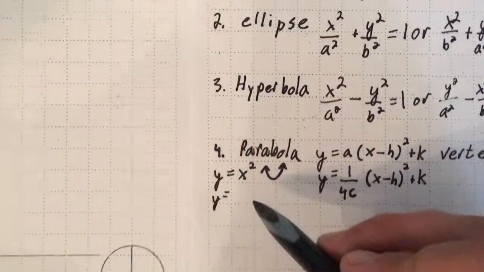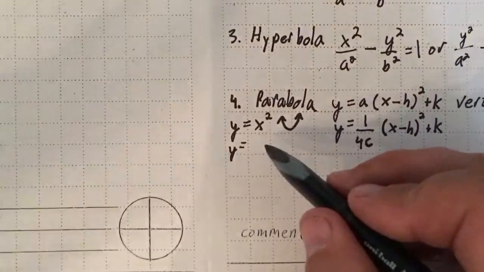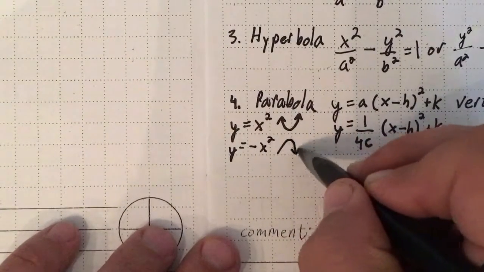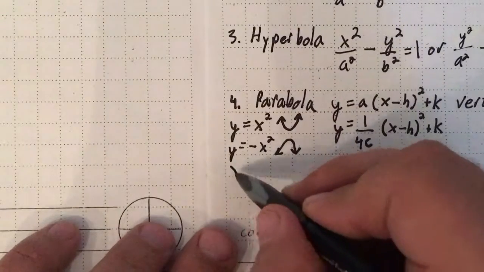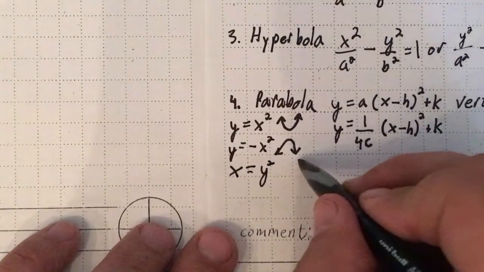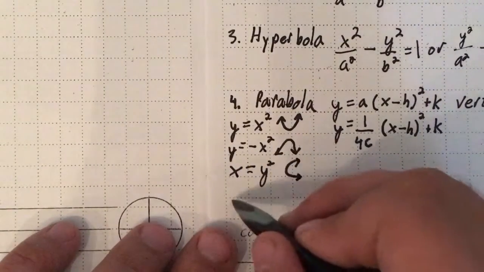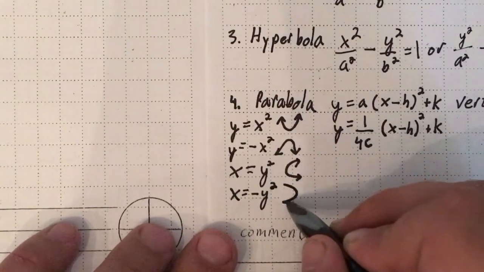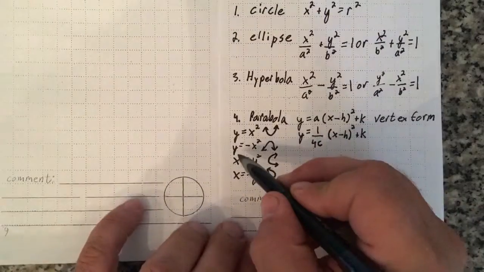There are 4 ways for a parabola to face. y equals x squared would be concave up, and y equals negative x squared would be concave down. And then, this is kind of strange, x equals y squared would be concave towards the right, and then x equals negative y squared. Your intuition would tell you that it would be facing that way, concave to the left.